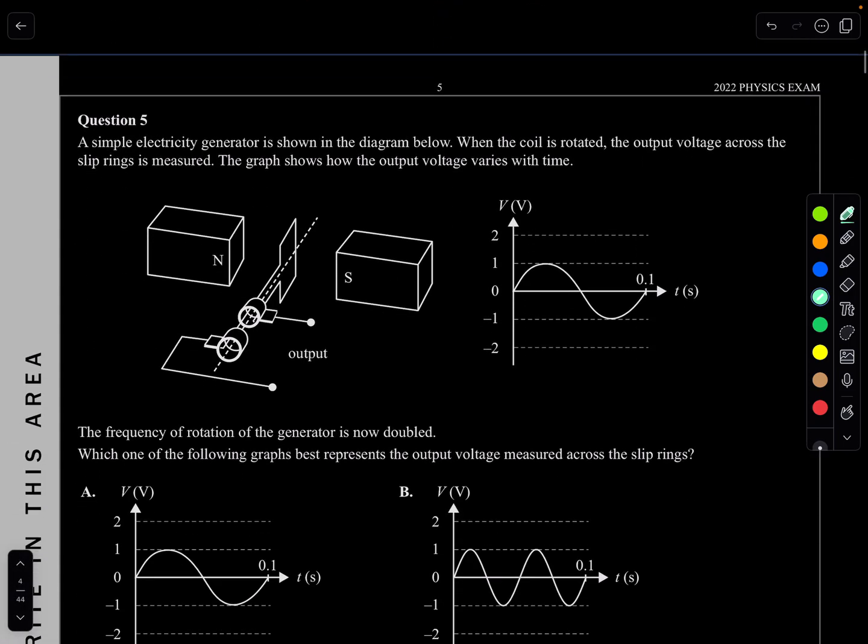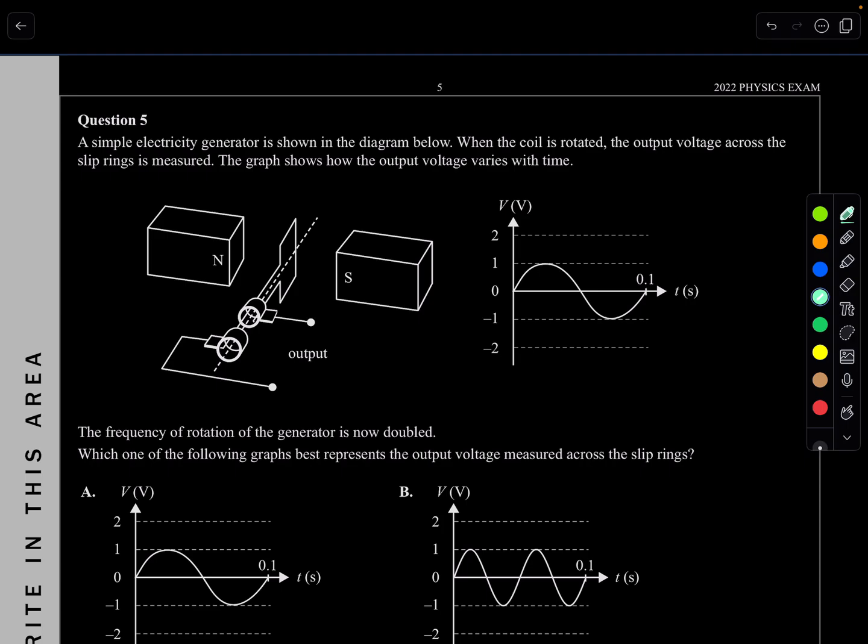Question 5. A simple electricity generator is shown in the diagram below. When the coil is rotated, the output voltage across the slip ring is measured. The graph shows how the output voltage varies with time. Okay, we're given that the frequency of the rotation of the generator is now doubled. Which of the following graphs best represents the output voltage measured across the slip rings?